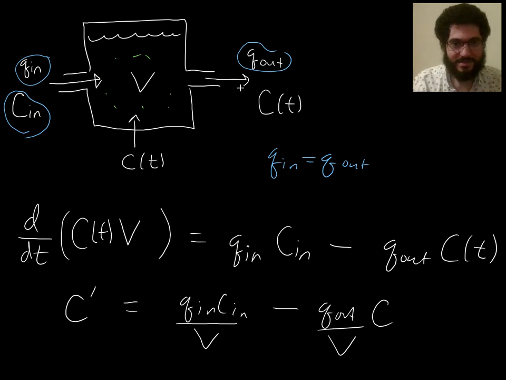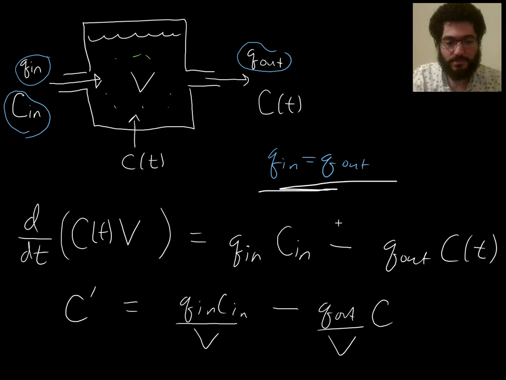However, now that we have learned about the method of integrating factors and how to deal with linear differential equations, we should be able to make Q in and Q out not be constant anymore. And we should be able to make even C in not be constant. We should be able to make Q in and Q out be constant and non-equal, so we should be able to get rid of this assumption too.